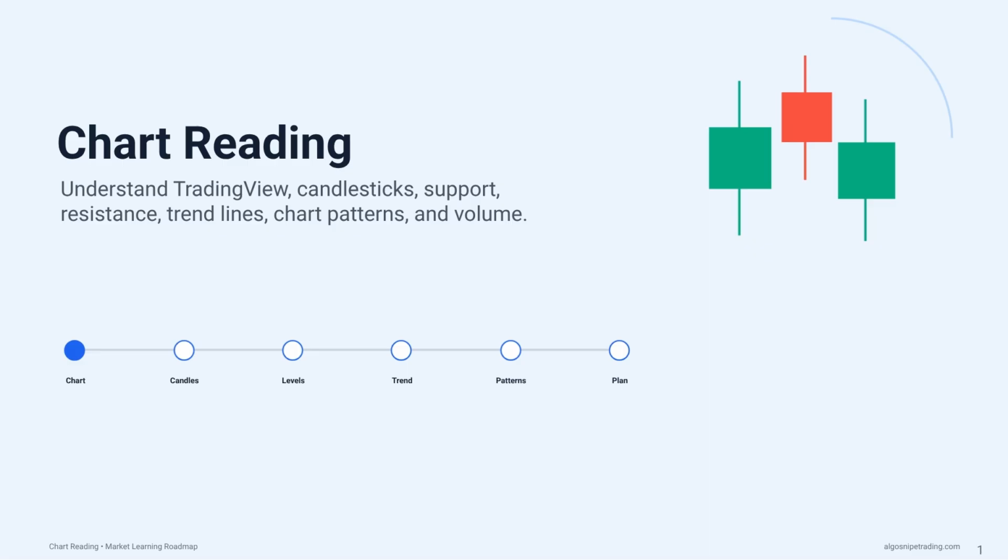Then focus on support and resistance. Support is an area where buyers may step in. Resistance is an area where sellers may step in. These levels are important because price often reacts around them.